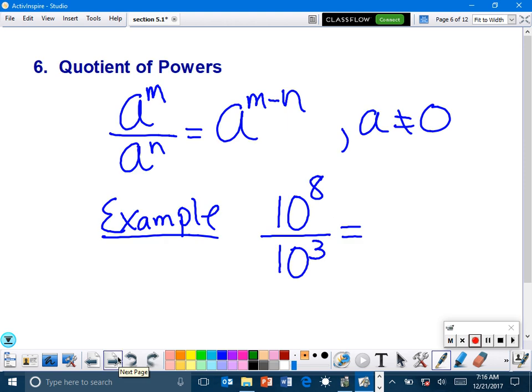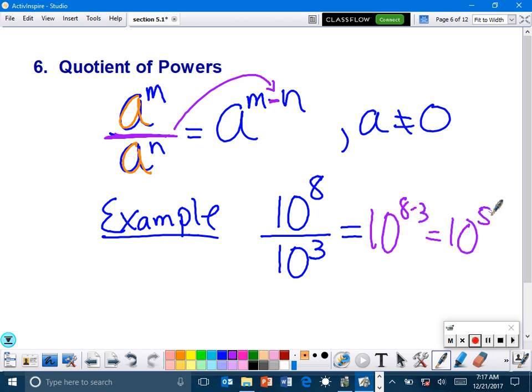All right, quotient of powers. So in this case, we have a fraction. Now notice again in this problem, we have the same base, and our exponents are m and n. Well, when we are dividing, or you have a fraction, you are going to subtract the exponents. So like 10 to the 8th over 10 to the 3rd is 10 to the 8 minus 3, which is 10 to the 5th. So again, that's the quotient of powers.